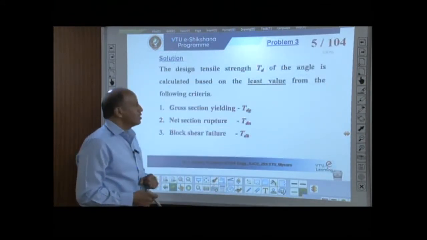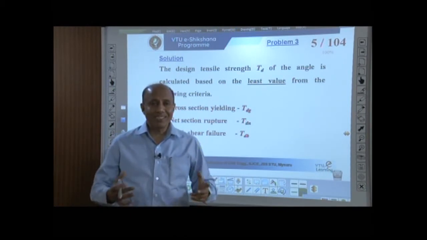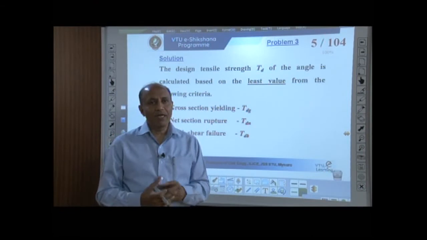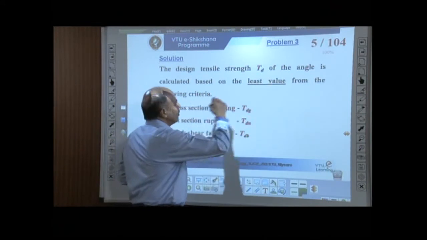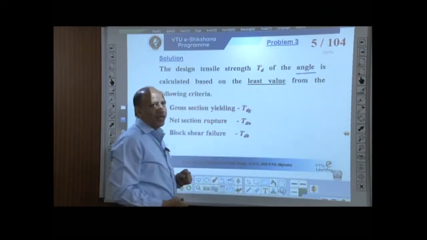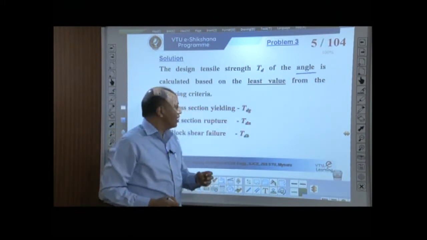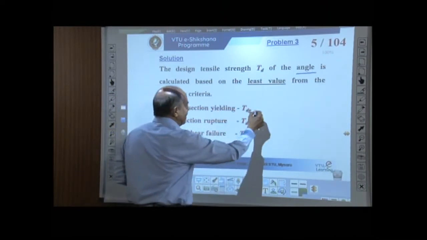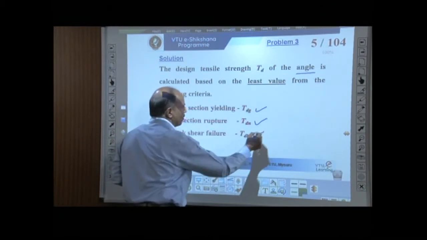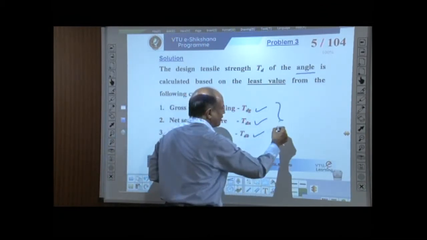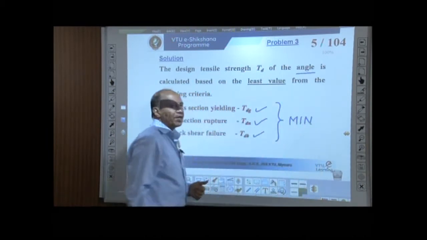As you know, we have done these steps even in the previous problem where we discussed the tensile strength of the plate. We are just repeating the same slide here. For the design strength of the angle, we calculate the design strength based on these three failure criteria, that is gross section yielding, net section rupture, and finally block shear failure. Having done this, we take the minimum value of these three values.